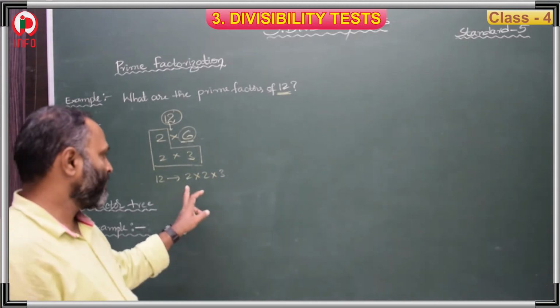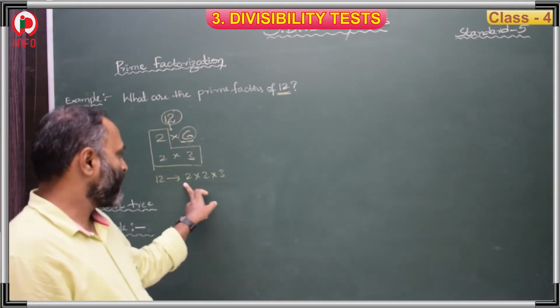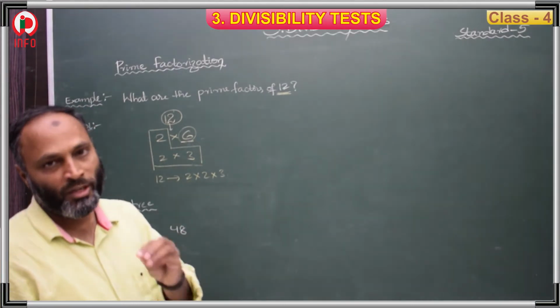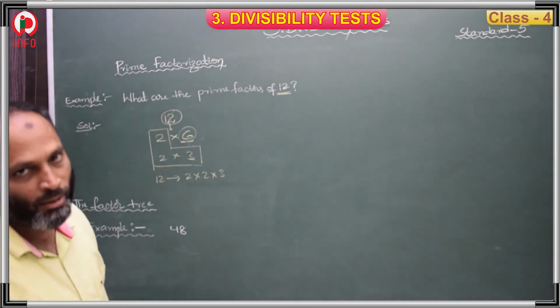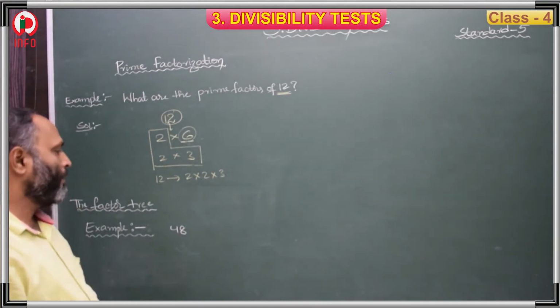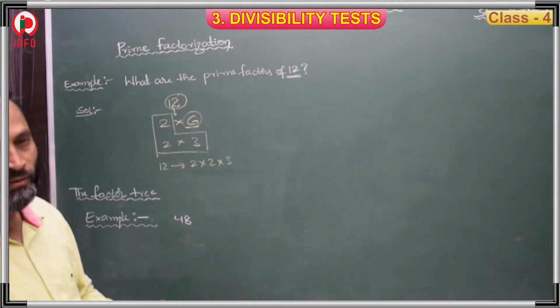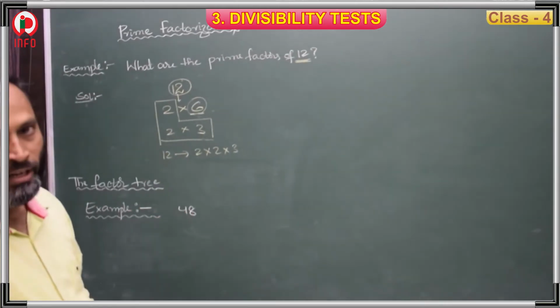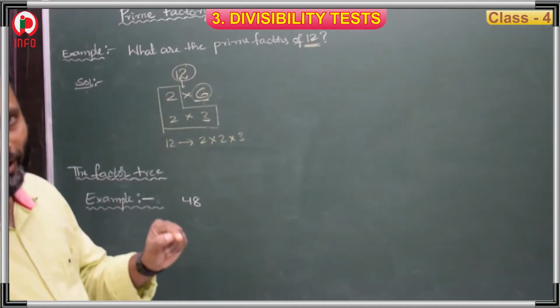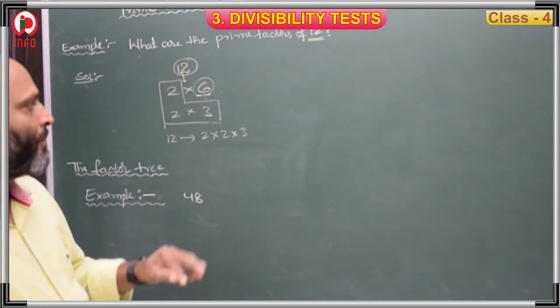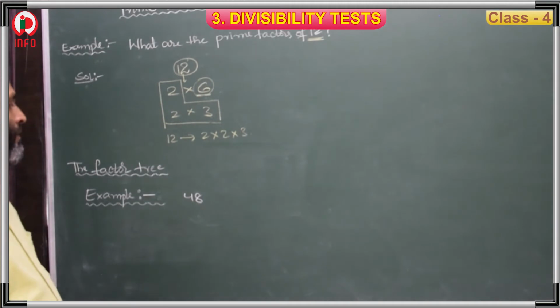Prime factors: whatever factors we have, they should be prime numbers. Prime number means the number which is divisible only by 1 and itself. In other tables it won't divide. It should be divisible by 1 and itself. So this is the prime factorization of 12.